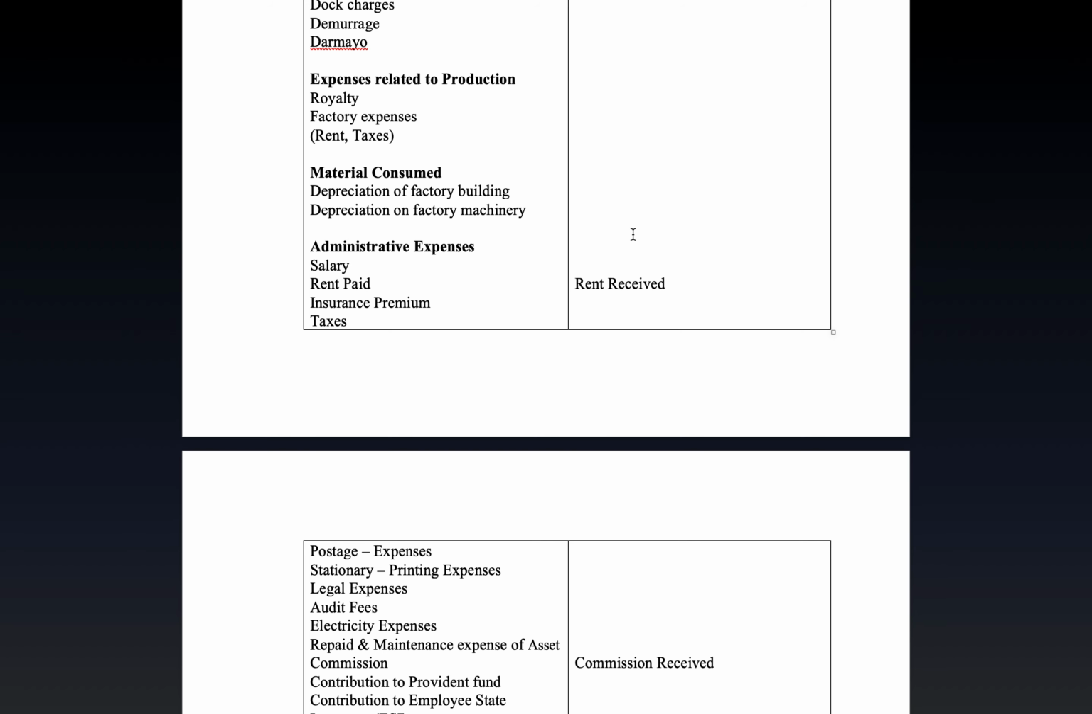of the trial balance. Now let's see administrative expense, that is salary, rent, insurance premium, tax. Now in rent I want to tell you something. अगर हम rent pay कर रहे हैं तो it comes expenses, and if we are receiving rent it becomes income. So rent received comes on the credit side whereas the rent paid comes on the debit side.